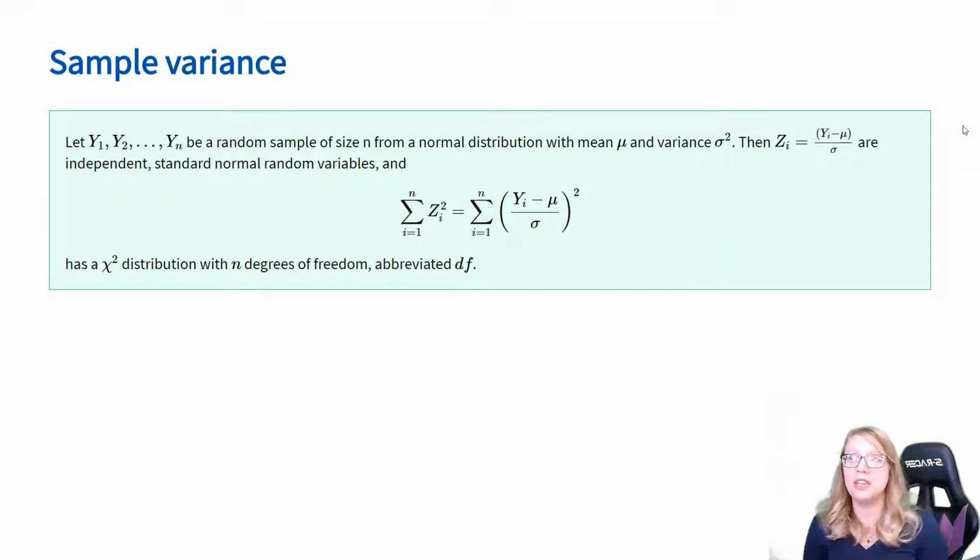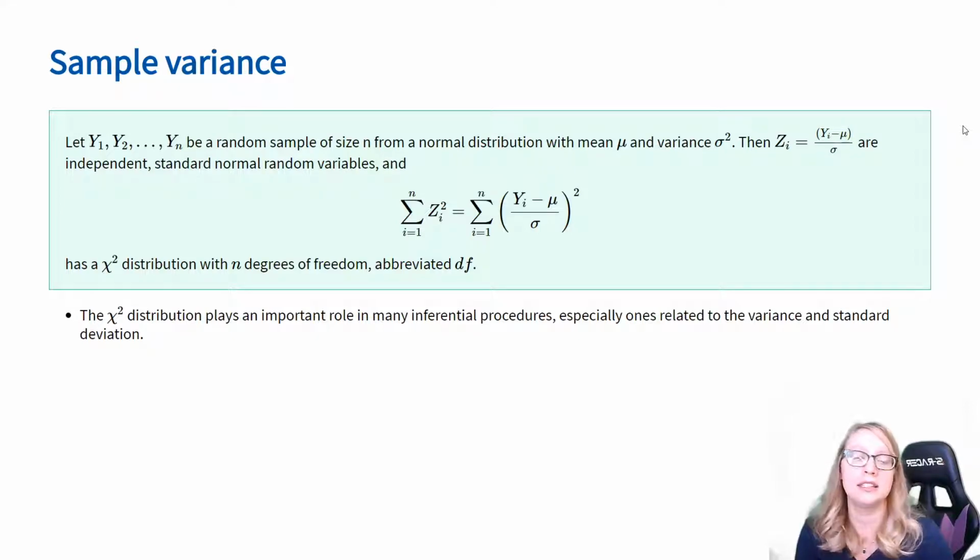First, let's start with the sample variance. Let y1 through yn be a random sample of size n from a normal population with mean mu, variance sigma squared. If we calculate a z-score for each one of these, square them, and sum up the squared z-scores, it turns out that this follows a chi-square distribution with n degrees of freedom, where n is the number of independent standard normals that we are adding together. So if we add up independent squared standard normals, we get a chi-square distribution.